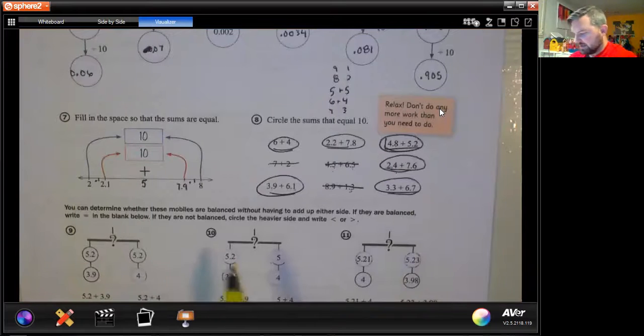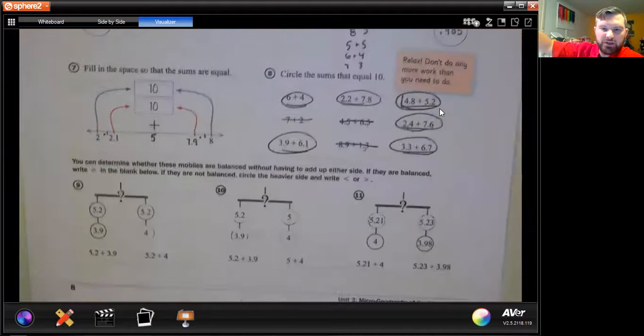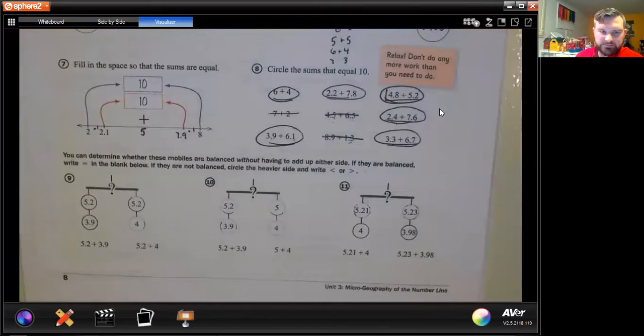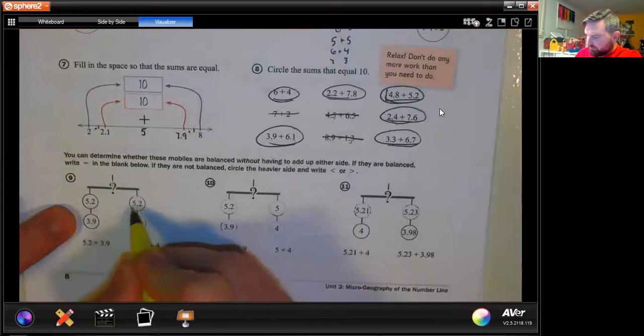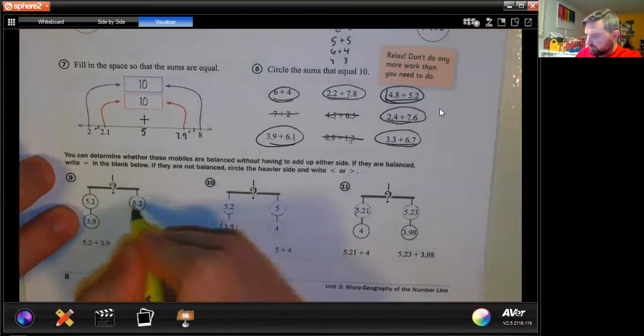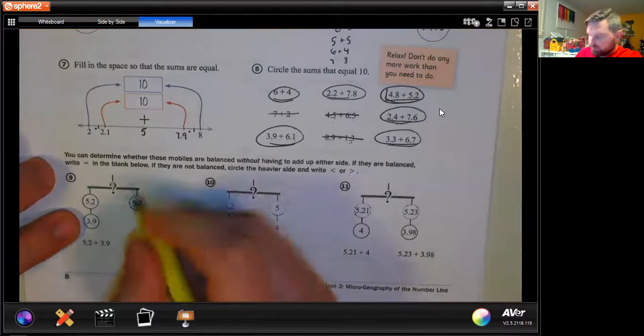You can determine whether these mobiles are balanced without having to add up either side. If they are balanced, write equal in the blank below. If they are not balanced, circle the heavier side and write less than or greater than. Okay, so we did these before when we started with the inequalities and finding the missing values here. So let's just see here. So I've got 0.5 and 0.5. We're going to go this direction. So 5.2 and 5.2, those are equal.